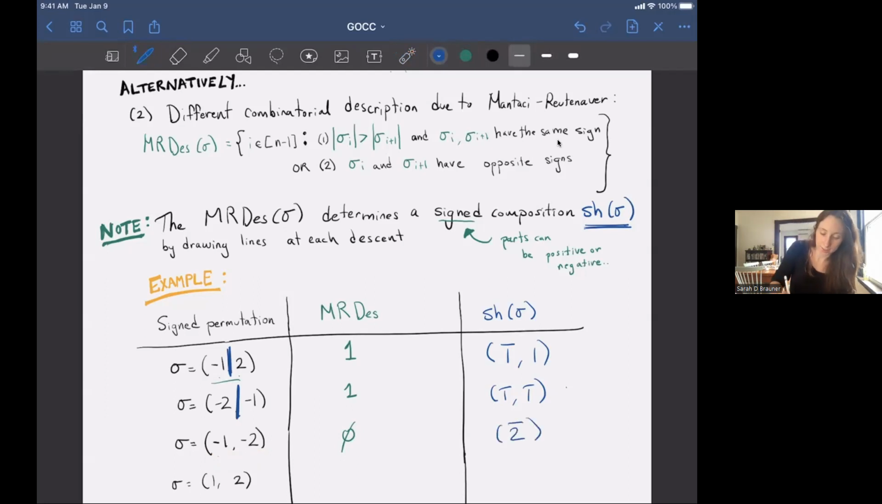Okay, and then lastly, this is the identity. There's no descents. And so now I have one positive part just of size 1. Okay. Questions about this?